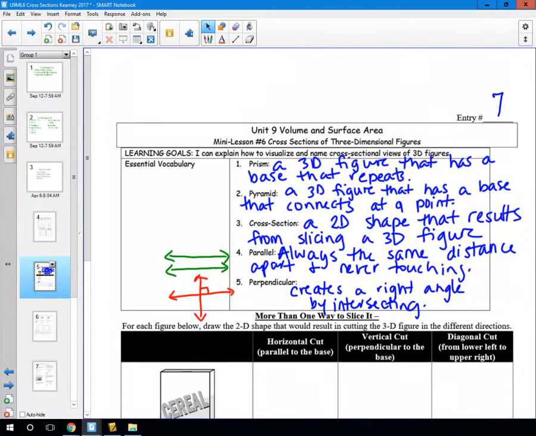When you come to my station today, I want to be able to ask you what is parallel, what is perpendicular, and you should be able to tell me. Okay? So we're not going to actually go through the rest of this mini lesson right now because I want you to be able to visualize what these things are when you come to my station. So we're going to just pause this part.